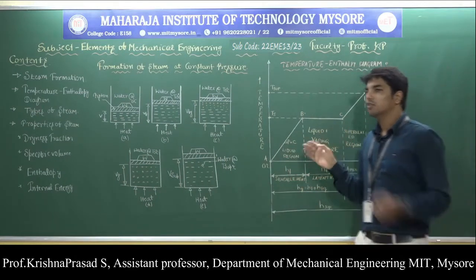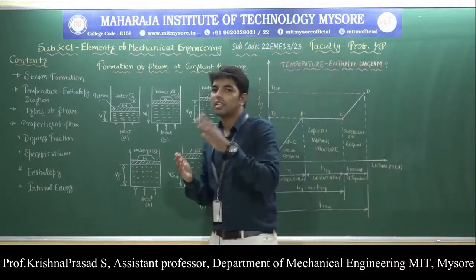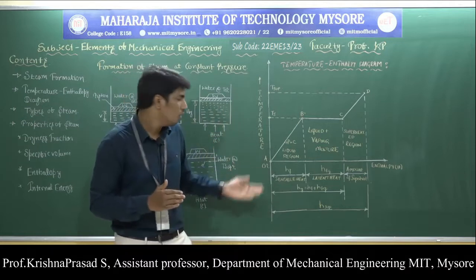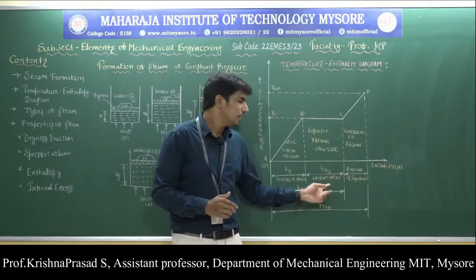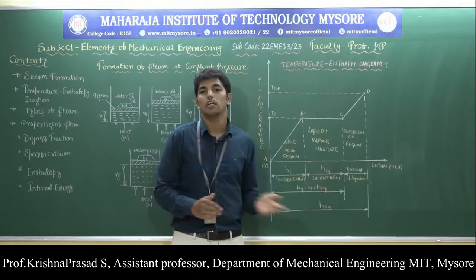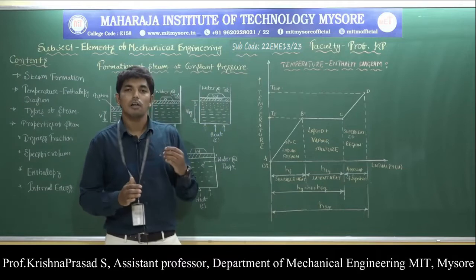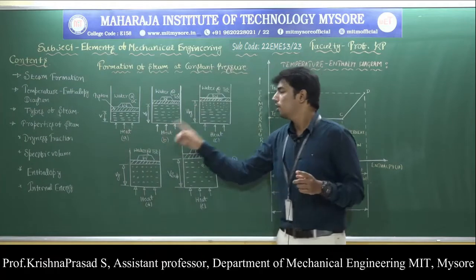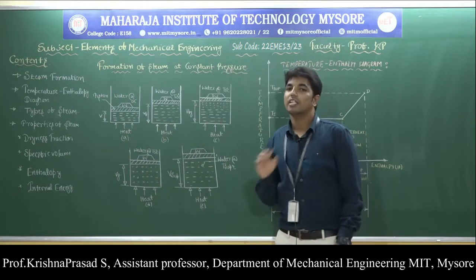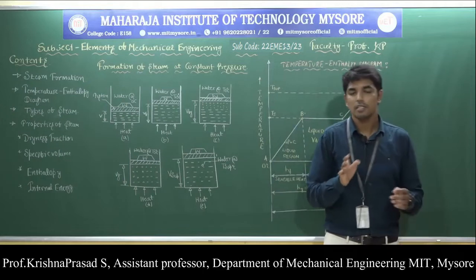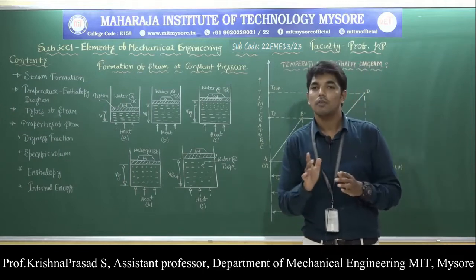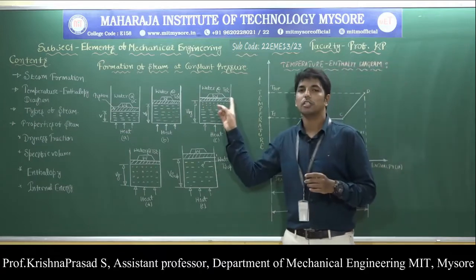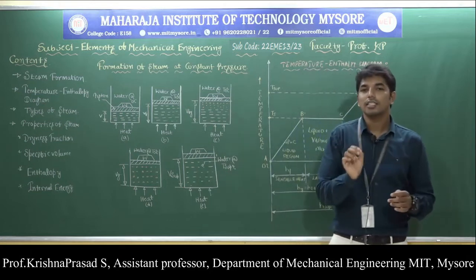Next, I already told you, with further addition of heat, the transformation starts from the liquid phase to the gaseous phase through the evaporation process. Then what is meant by the latent heat of evaporation? The latent heat of evaporation is represented by HFG. It is the amount of heat required to convert 1 kg of water at the saturation temperature into 1 kg of dry steam at the saturation temperature at constant pressure.